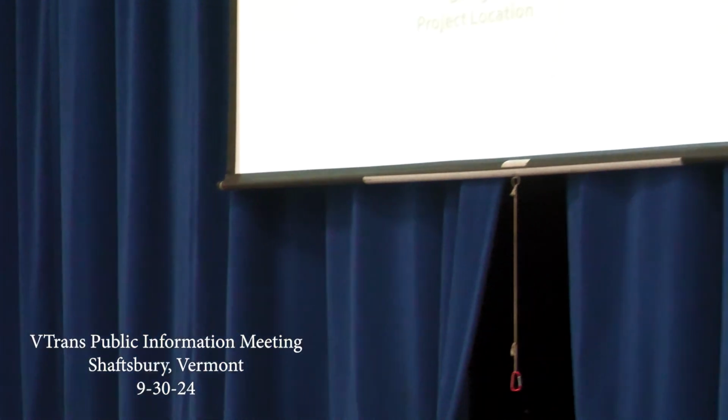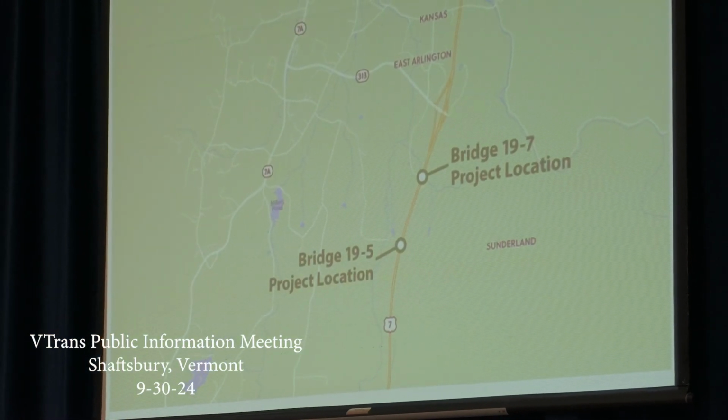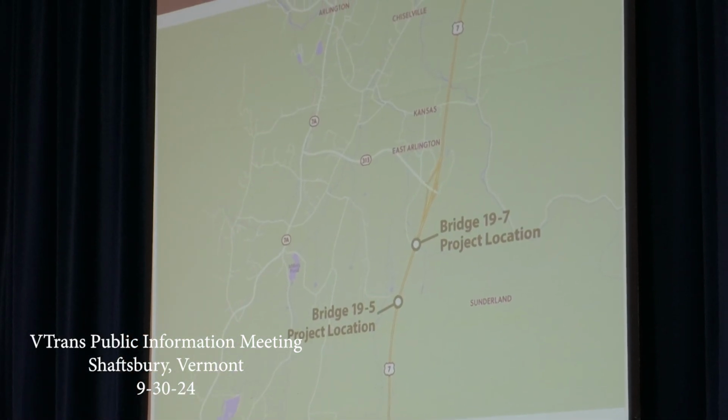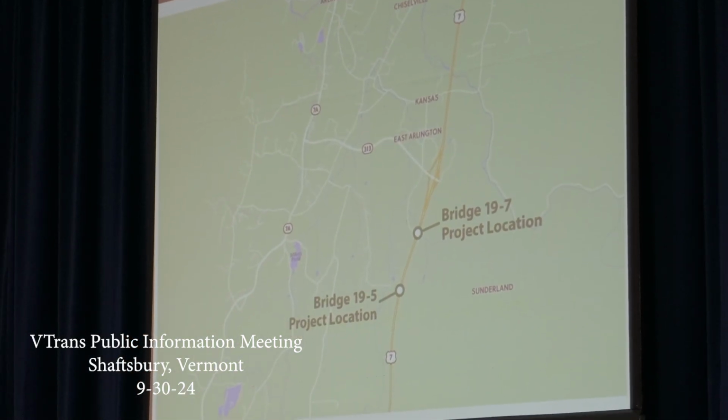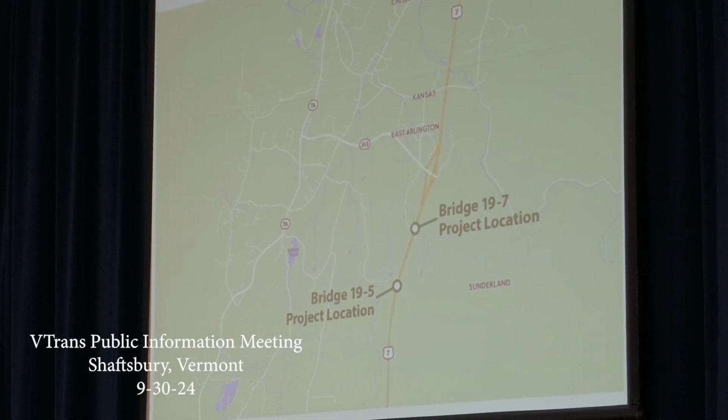Bridge project, Bridge 19-7 and Bridge 19-5, are located approximately half a mile and a mile south of the Exit 3 interchange of US 7 and Vermont Route 313, also known as Exit 3.